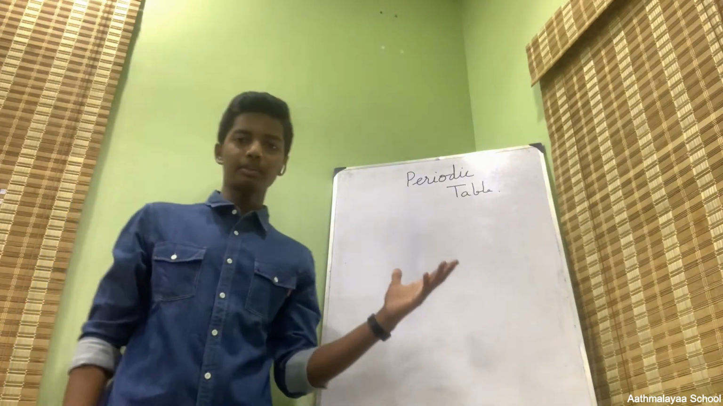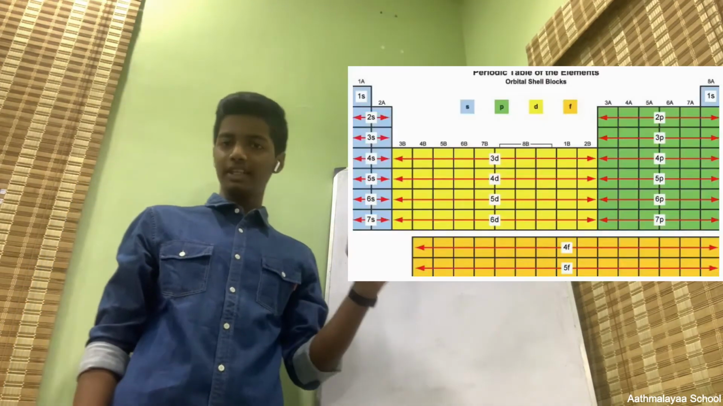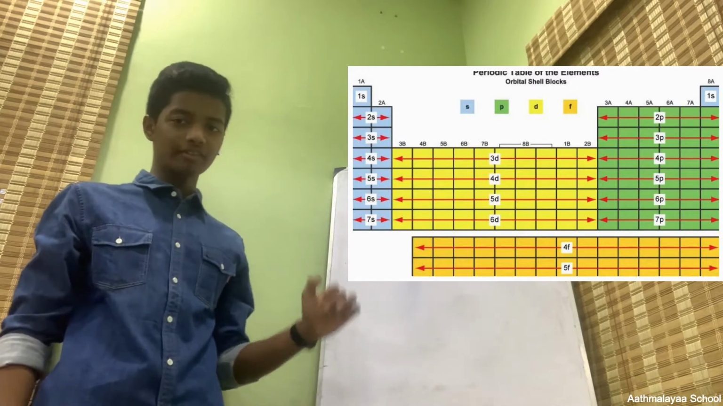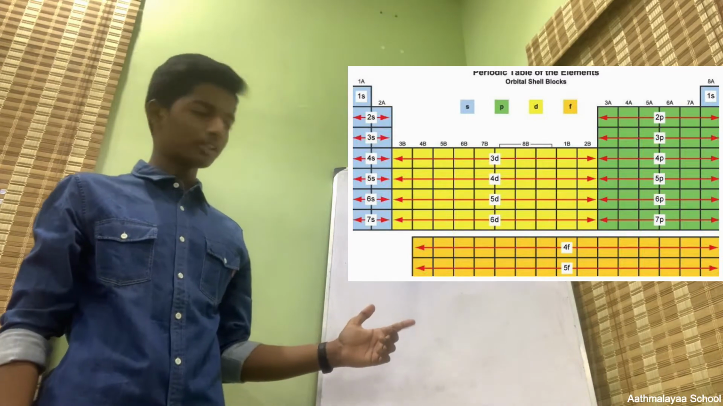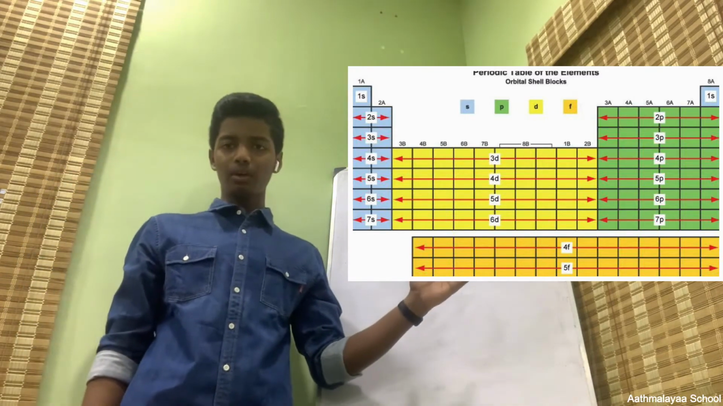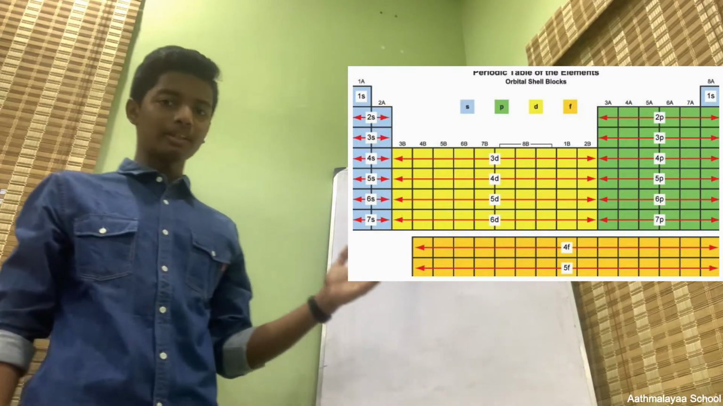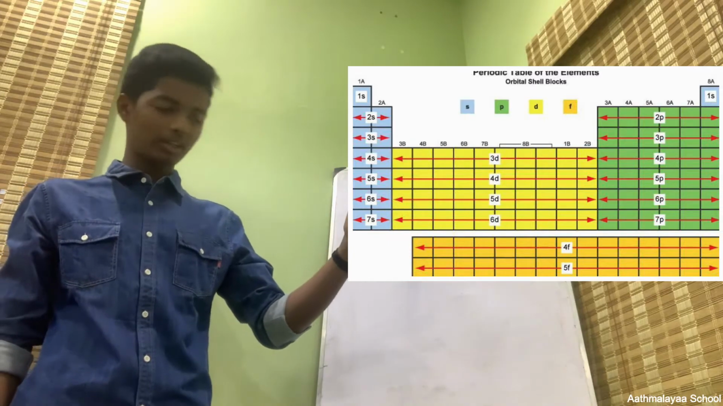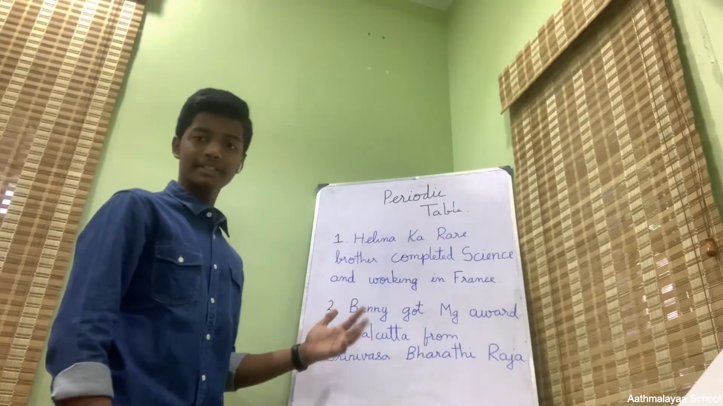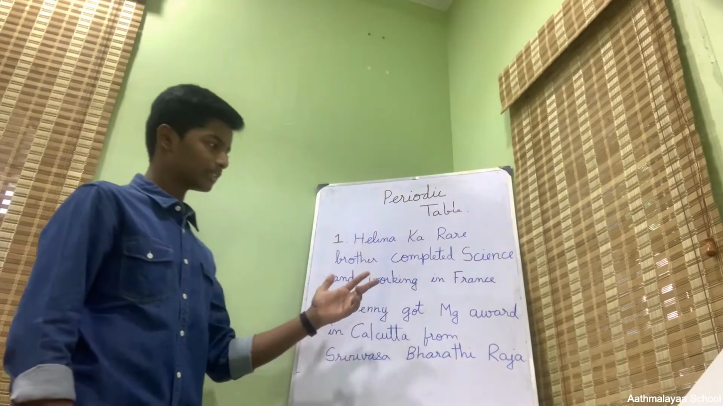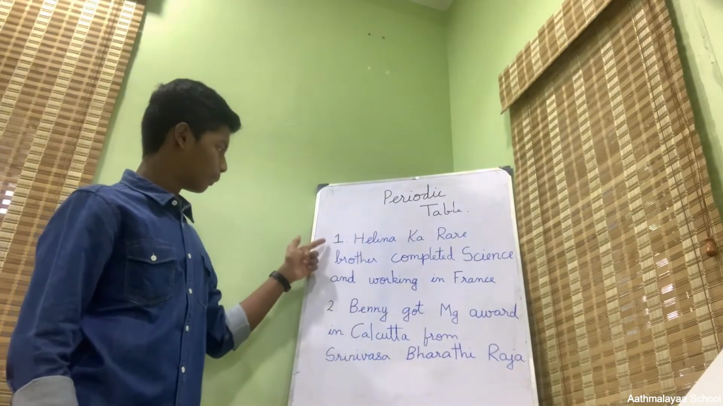A periodic table is divided into 4 blocks, that is S block, D block, P block and F block. The smallest block is known as S block, the blocks in yellow are known as D block, the green blocks are known as P block and the bottom strip is known as F block. Now let's see the mnemonics of S block elements. In S block there are 2 groups, group 1 and group 2.